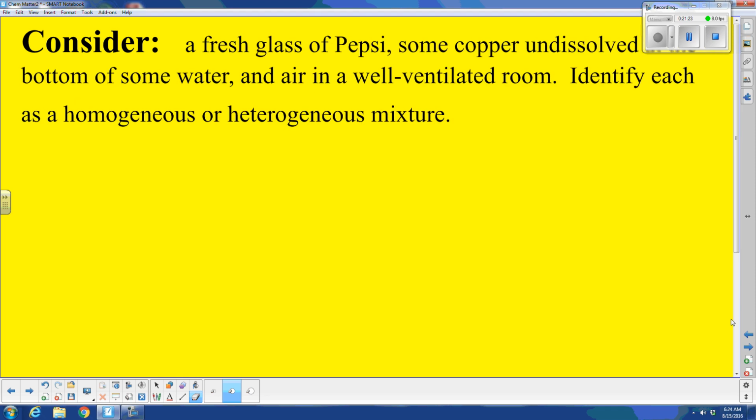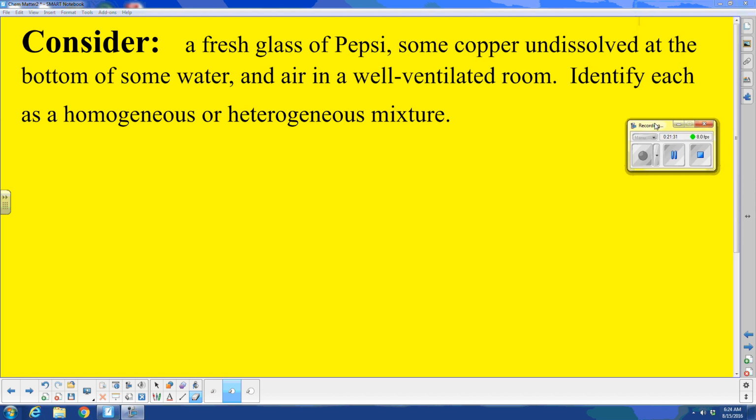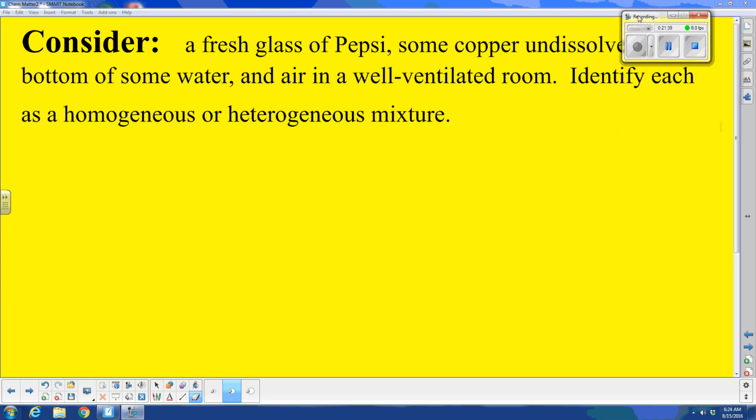All right, here we go. I have a fresh glass of Pepsi, some undissolved copper at the bottom of some water, and air well ventilated in the room. Super. Here we go. Homogeneous or heterogeneous mixture. So we need to go back to our questions.